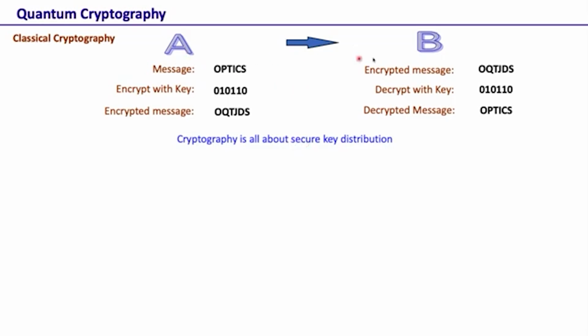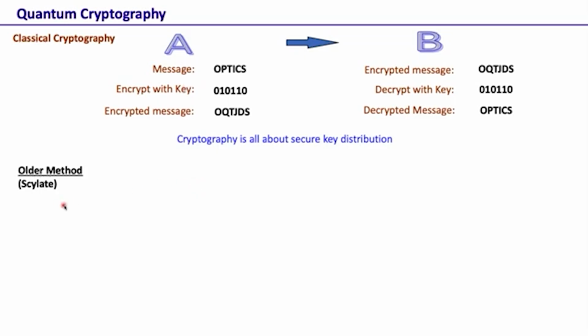So cryptography is all about secure key distribution. That means how A and B can generate a key among themselves that nobody else knows about, and once the key is generated, then any message can be encrypted with that key, and this encrypted message can be sent to B even over a public channel. But since only B has the key, nobody else will be able to decrypt the message. So that's cryptography in general, and again it is all about secure key distribution. Once the key is distributed in a secure manner, the message can be sent over a public channel without any issue.